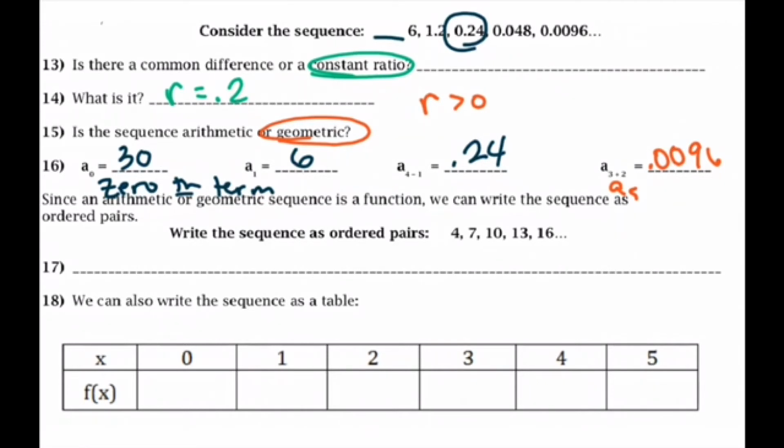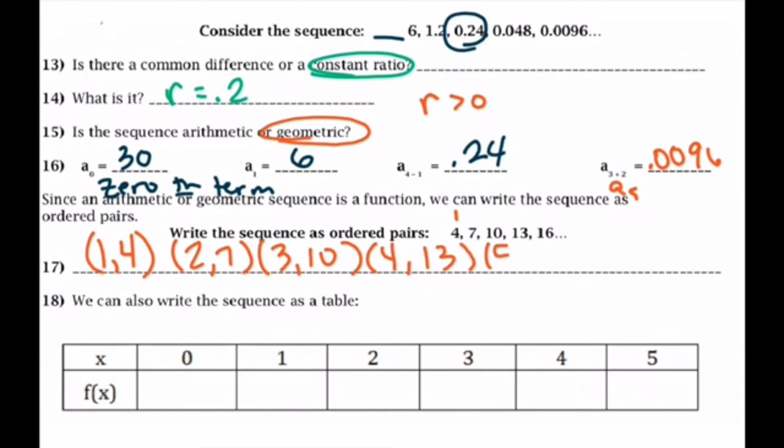Okay, write the sequence as ordered pairs. So this sequence, 4, 7, 10, 13, 16, how do we write that as ordered pairs? Well, okay, you got an idea, Dale? (1, 4), (2, 7), (3, 10), (4, 13), (5, 16). Yeah, since 4 is the first term, first term is 4, second term is 7, third term is 10, fourth term is 13, and fifth term is 16, and you don't have to write beyond that, just write the dots. Okay? So those can be written as ordered pairs.